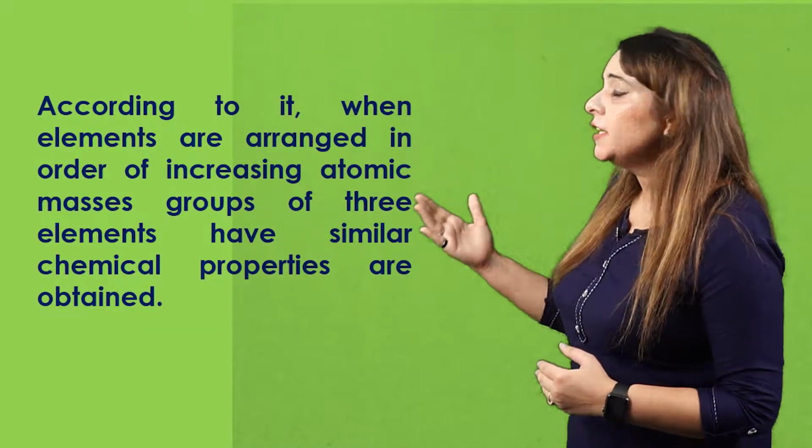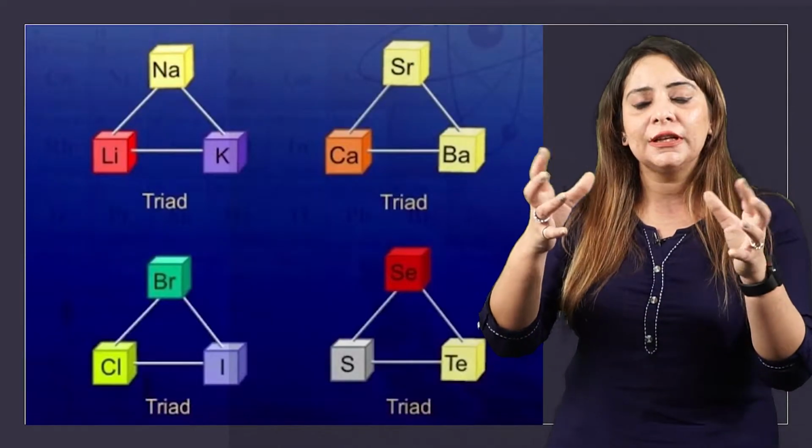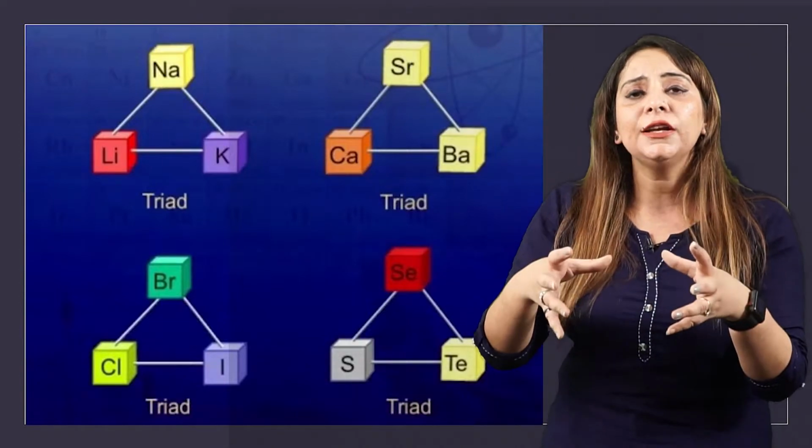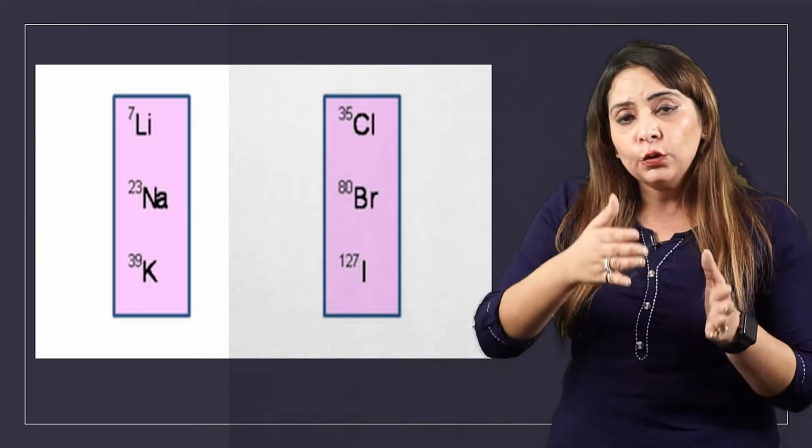Now you must be curious to know on what basis he framed his law, that is, how he classified the elements in the triad. What he did is he arranged the elements in order of increasing atomic masses. So the basis on which he classified was increasing atomic masses. He took 3 elements and arranged them in a group, and that group was called a triad. Within that group, the elements occur in order of increasing atomic masses, and those elements have, in general, common properties.